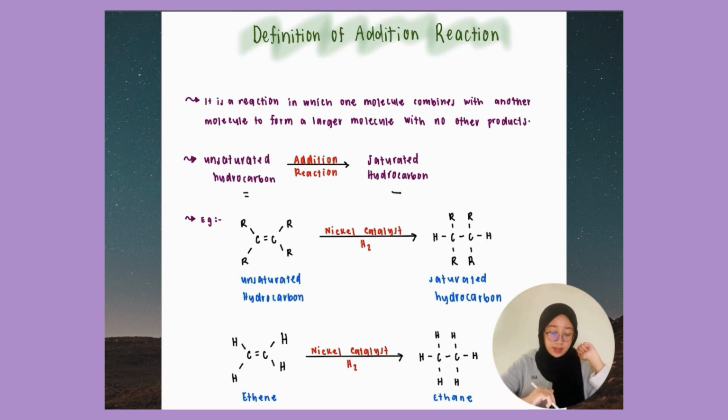So for example, I change the R here into H. So this molecule will become ethene. When we add it with hydrogen gas with the help of a nickel catalyst, then it will become ethane because the double bond here will break into one single bond and the hydrogen gas here will be fulfilled here.